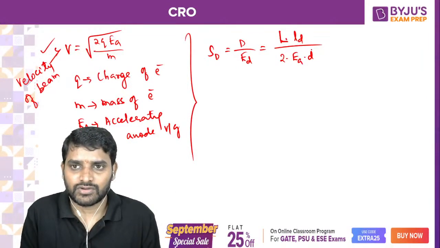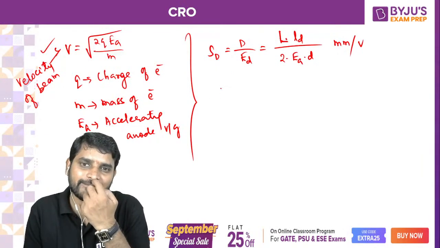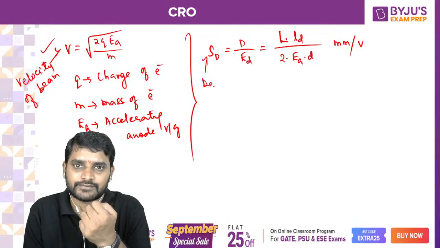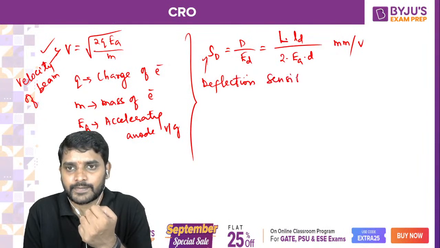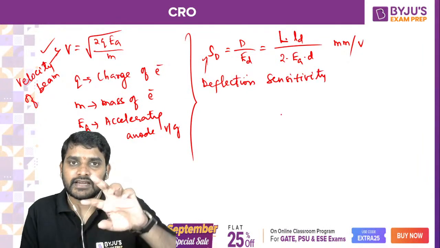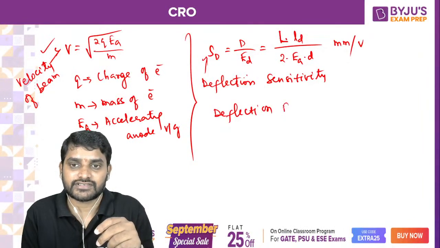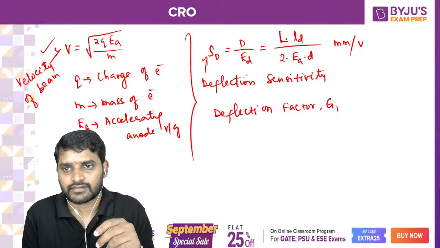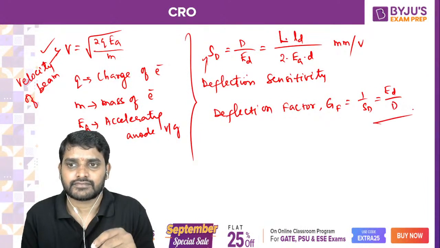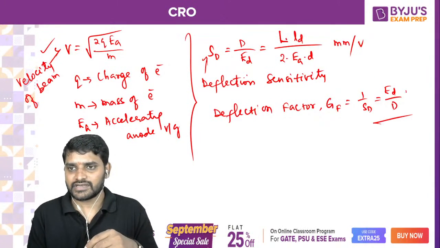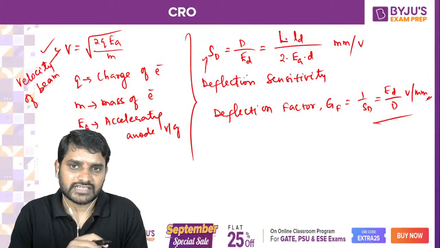Okay. So you are going to get this as mm per volt. Very, very small distance. This is deflection sensitivity. Deflection factor will be the reverse, reciprocal of deflection sensitivity. So deflection factor is 1 by SD, that is ED by D. Alright. So the units will be volt per mm. So these two formulas you need to remember when it comes to CRO.